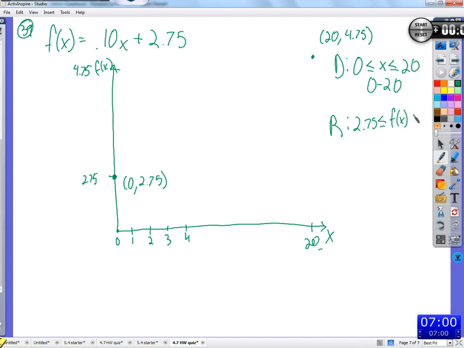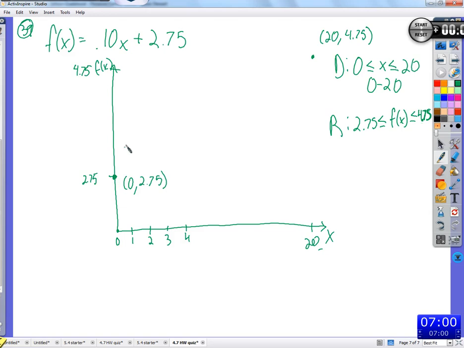Okay. F of x, that's the output. How big can it get? 4.75, because we said we're going to stop at year 20, 20 years after 1980. So we'll go all the way up to 4.75. Can't get any smaller than 2.75. That's the cheapest the ticket is within this domain, and this is the most expensive it'll get because we're going to stop at 20 years past 1980. And then we can graph it.